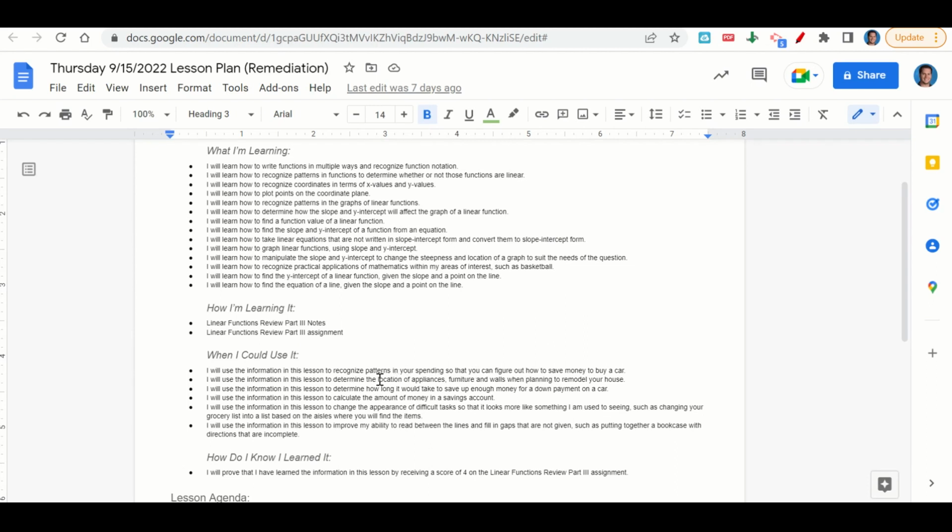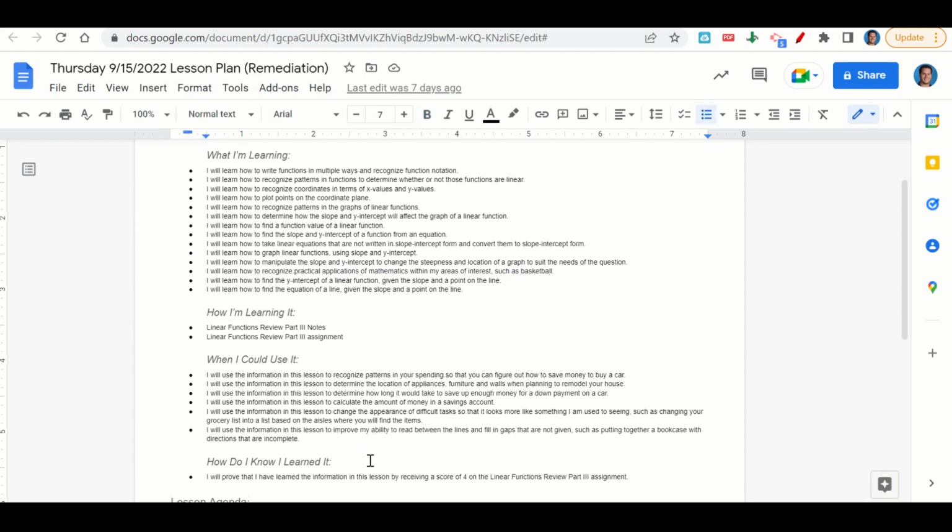car, to determine the location of appliances, furniture, and walls when planning to remodel your house, to determine how long it would take to save up enough money for a down payment on a car, to calculate the amount of money in a savings account, to change the appearance of difficult tasks so that it looks more like something you are used to seeing, such as changing your grocery list into a list based on the aisles where you will find the items, and to improve your ability to read between the lines and fill in gaps that are not given, such as putting together a bookcase with directions that are incomplete.